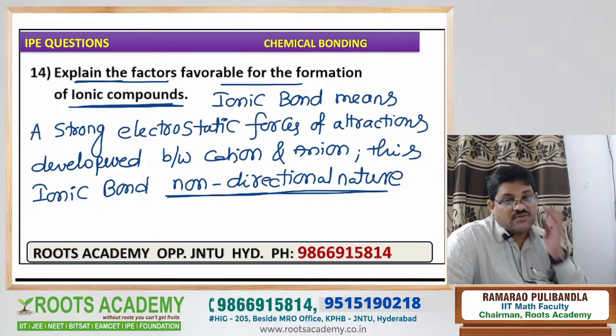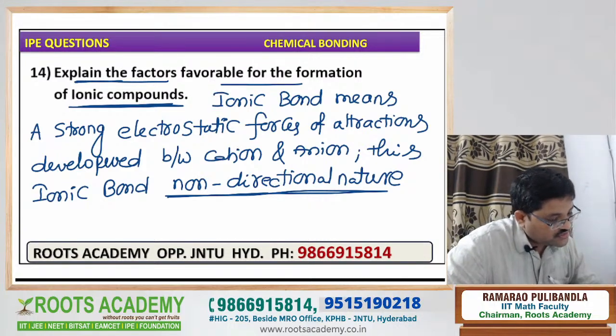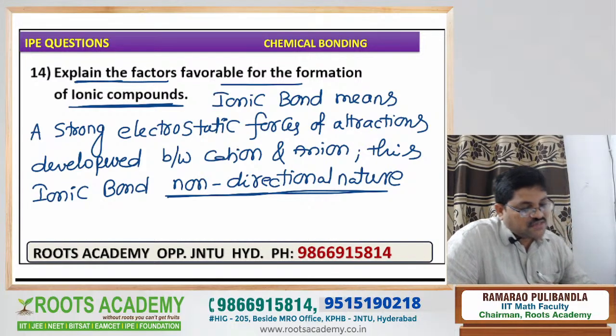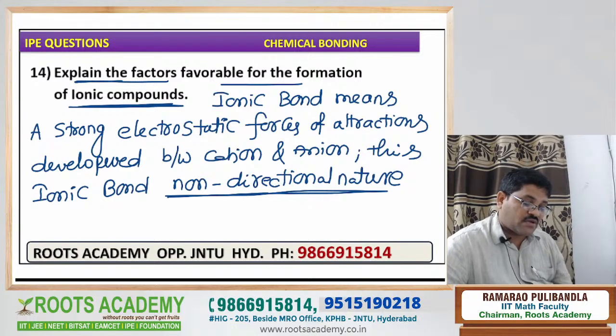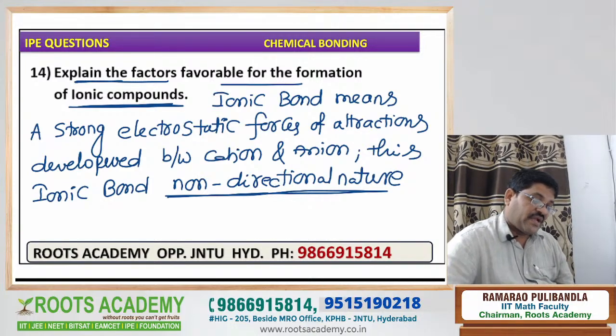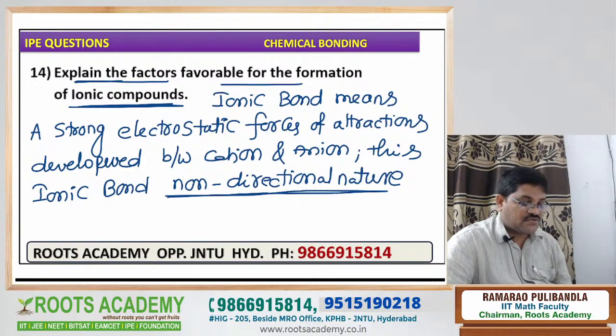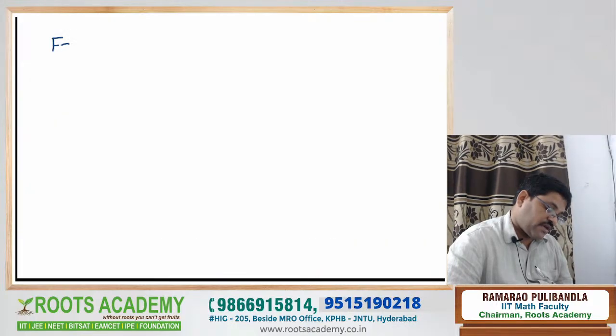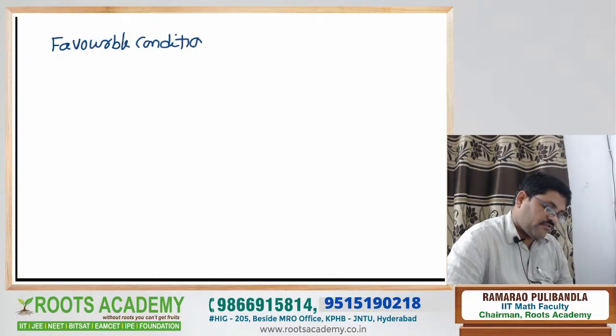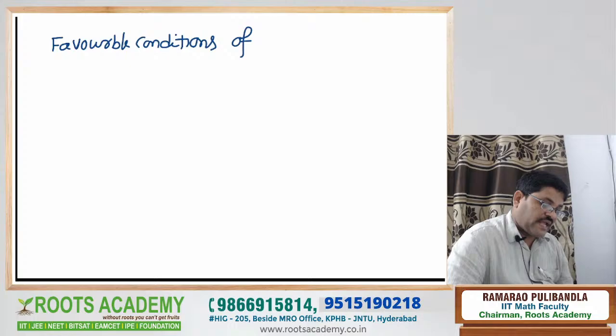So this ionic bond is of non-directional nature. Why is this called non-directional? Because of no overlapping of orbitals. Covalent bonds are directional because of the overlapping of orbitals, but ionic bonds are non-directional. And what are the favorable conditions for ionic compound formation? First of all, for ionic compound formation, we require favorable conditions for the metal. We discuss the favorable conditions of the cation.